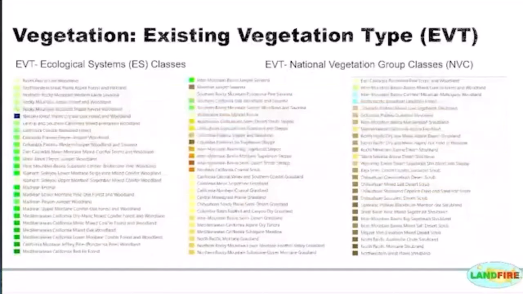But I just want to give you an idea of what that looks like. This is about 10% of the ecological system classes. It's really detailed, and it's really helpful for habitat as well as for translating to fuels.